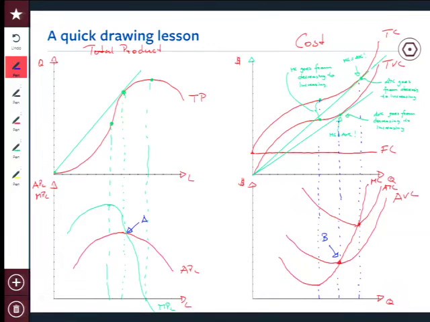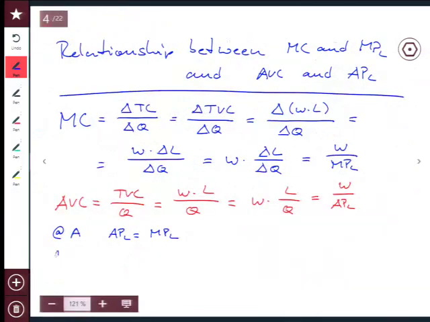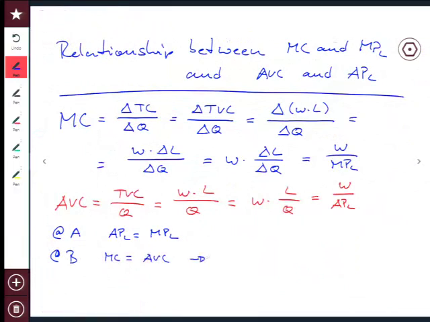Okay, so point B here, where average variable cost is equal to marginal cost. So at B, marginal cost equals average variable cost. Well, I know marginal cost is wage over marginal product of labor, which is equal to wage over the average product of labor. Are you ready for it? Cross these because these cancel, and flip it. So at B, marginal product of labor is equal to the average product of labor.